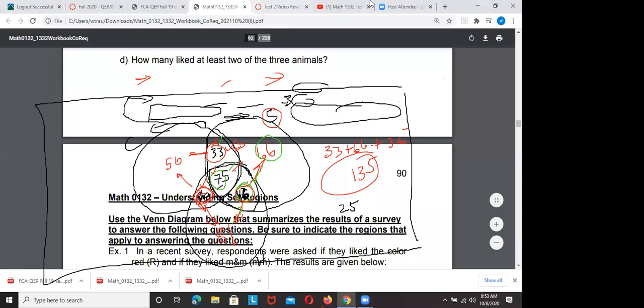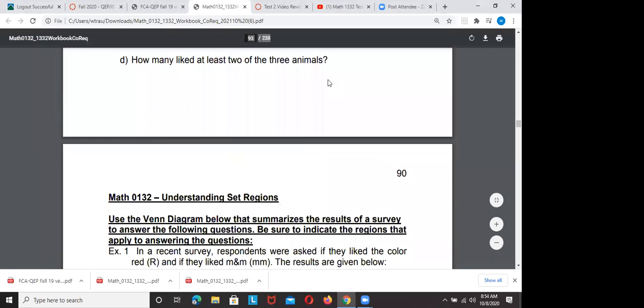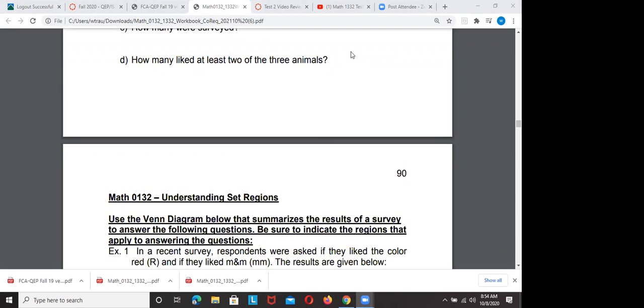All right, that is the section. We are done with that. You really have to practice writing those down and doing it yourself.